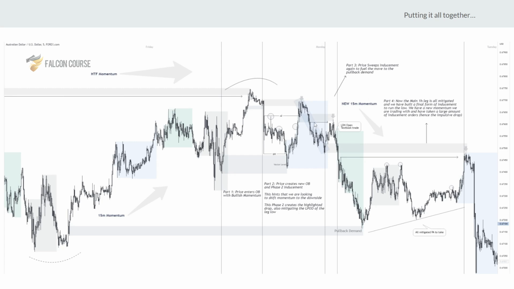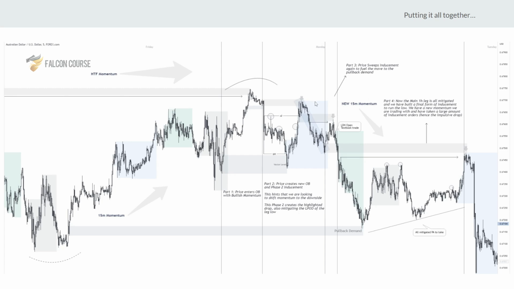So let's look at part 3, what happens in between this and this line. Part 3, price sweeps inducement again to fuel the move to that next pullback demand. So we're seeing a constant pattern of new order block creation, inducement, next demand. New order block creation, inducement, next demand. So what really highlights this for us is the importance of this leg. Where do we have active demand in this leg where we're going to react to?